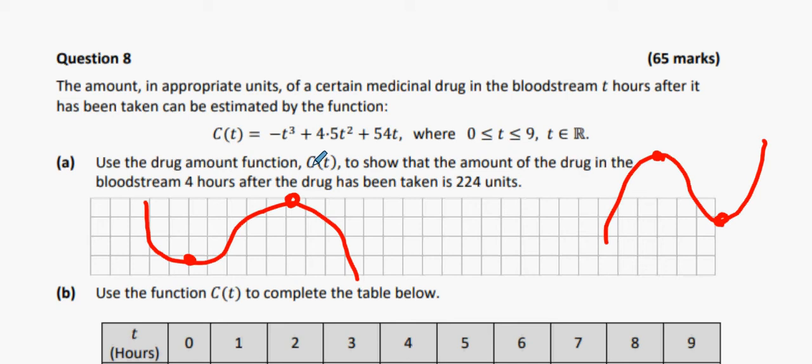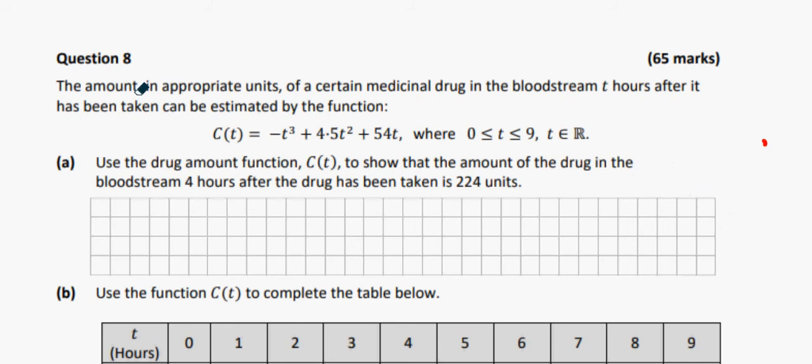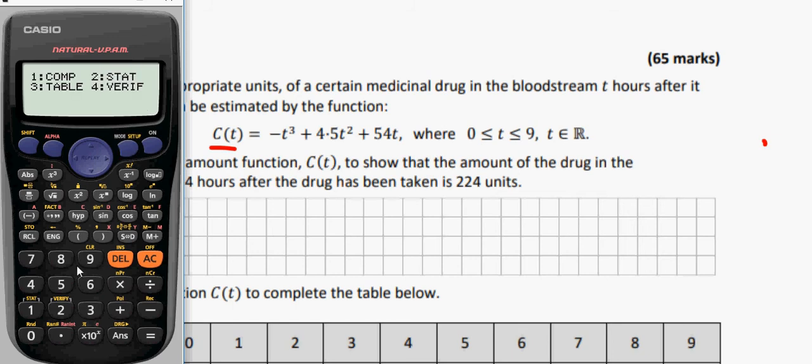Now, what I can do, however, is look at this. The amount of units of a certain medical drug in the bloodstream T hours after it's been taken is estimated by the following function. C tells you how many units of drug there are in your system. T is the amount of hours that the drug is in your system. Lucky for us, we once again have the table function. And instead of T's, I can use X's. And straight away, I can figure out the full gist of the question quite quickly. Okay, so look at this.